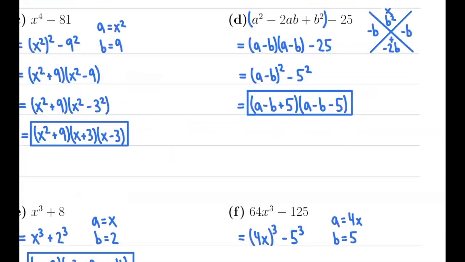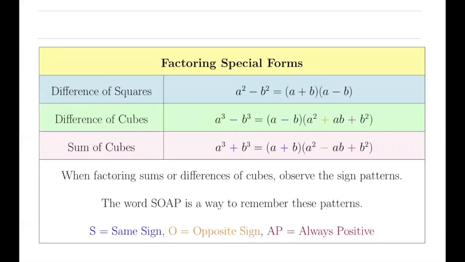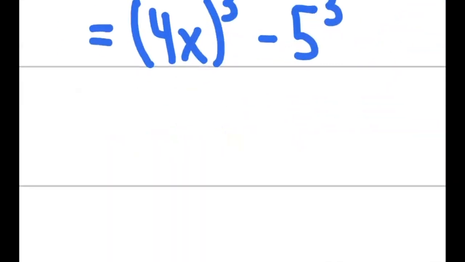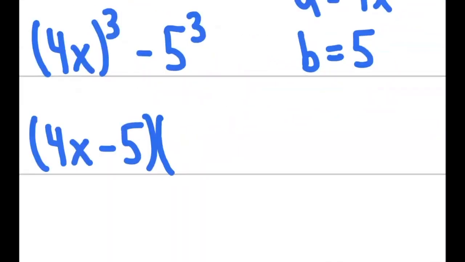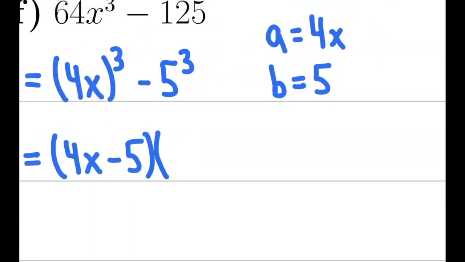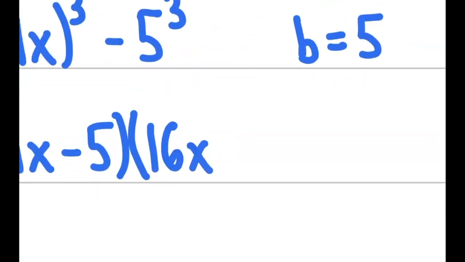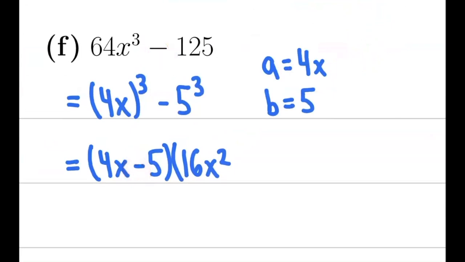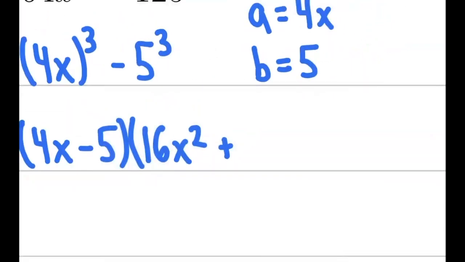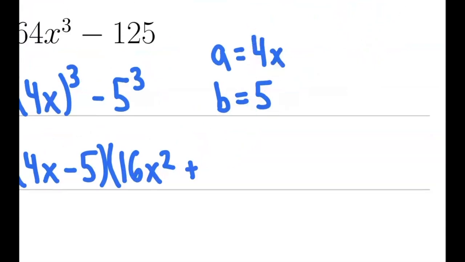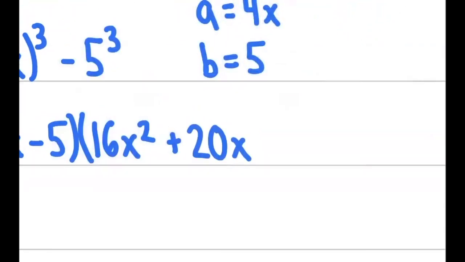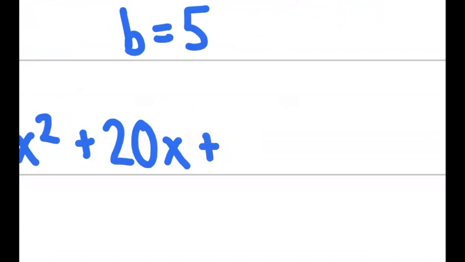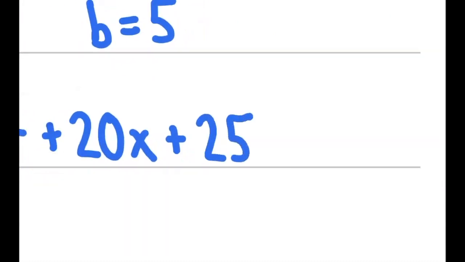So let's go back to the formula for difference of cubes. Remember, same sign. So a minus b. So in this case, 4x minus 5. And then times a squared. The square of 4x, you have to square the 4 and the x. So it's 16x squared. And then remember, SOAP, it's same sign because it's minus. And then it's opposite sign. So this is going to be a plus. ab, so 4x times 5, that's 20x. And then always positive. So plus b squared, which is 5 squared, which is 25.